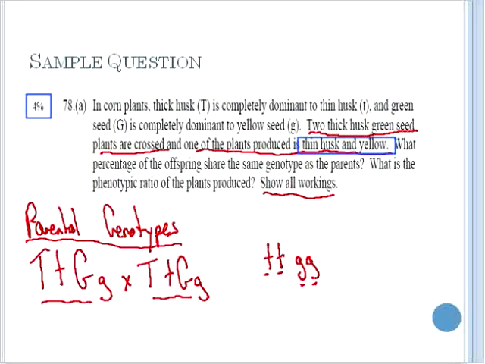Because we are dealing with a heterozygous individual for both traits, using the FOIL method, I know that the possible gametes are big T, big G, big T, little g, little t, big G, little t, little g for both. I would then simply write in the gametes across the top and down the side. Both parents share the same genetic combination.